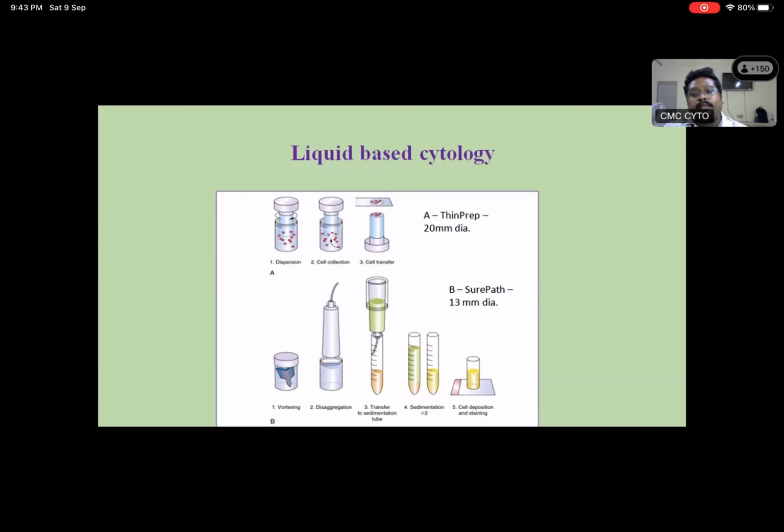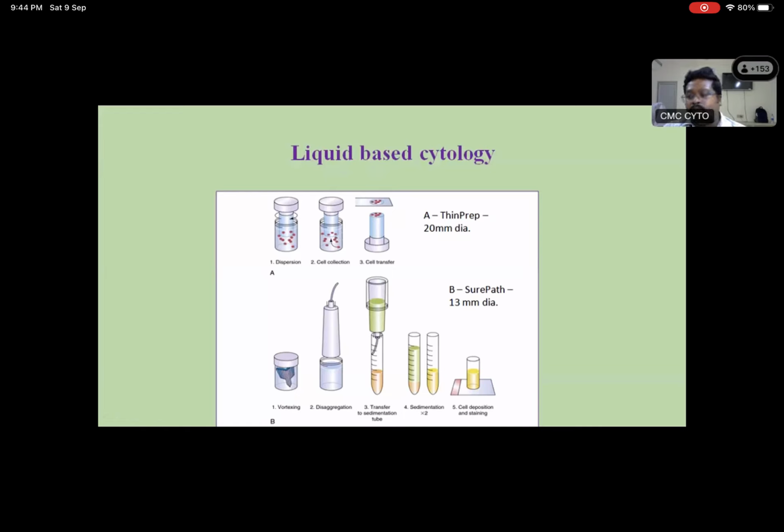So between these two techniques, ThinPrep is based on suction. So what happens? The sample, after it is collected using a broom or a spatula, is mixed with this fluid, which is a methanol-based preservative, where the cells are put into suspension, and this sample is sent to the lab where it is loaded into the ThinPrep machine, where the cells are mixed thoroughly. And what this methanol does is it lyses the RBCs and the mucus.